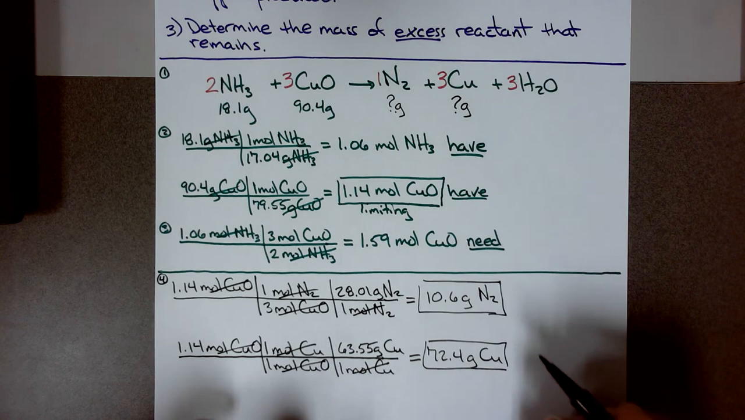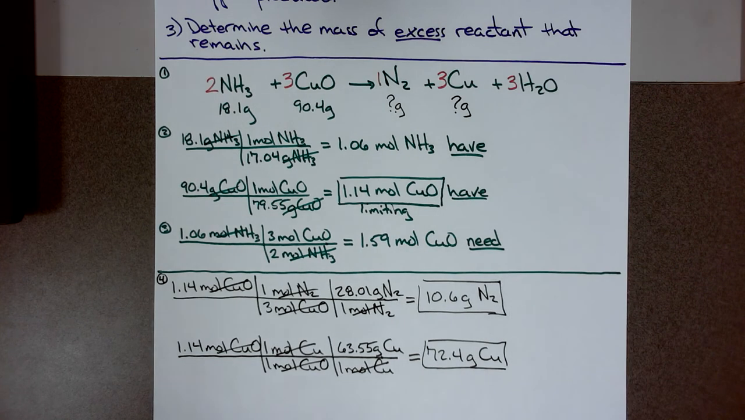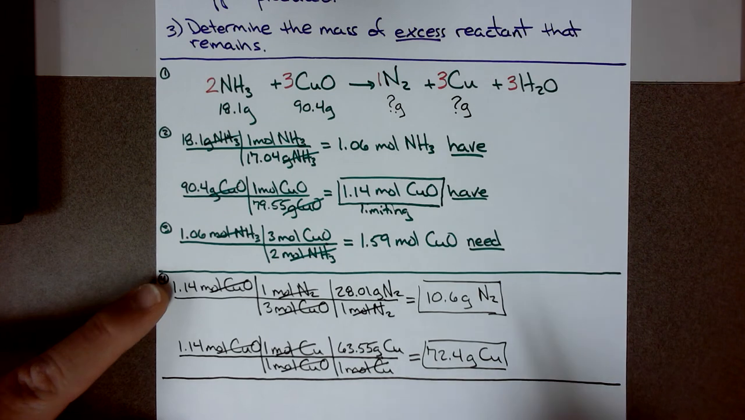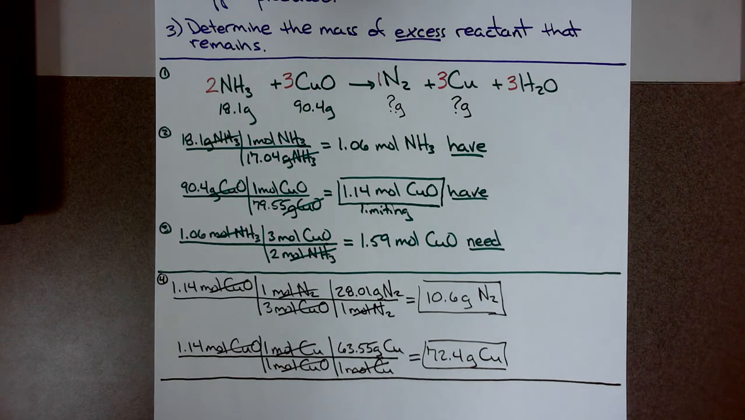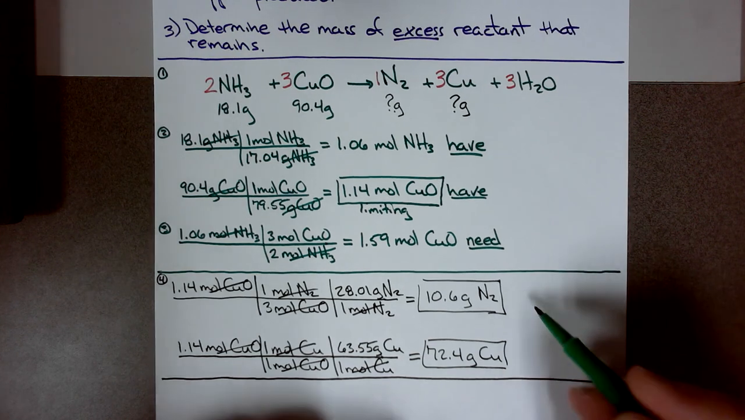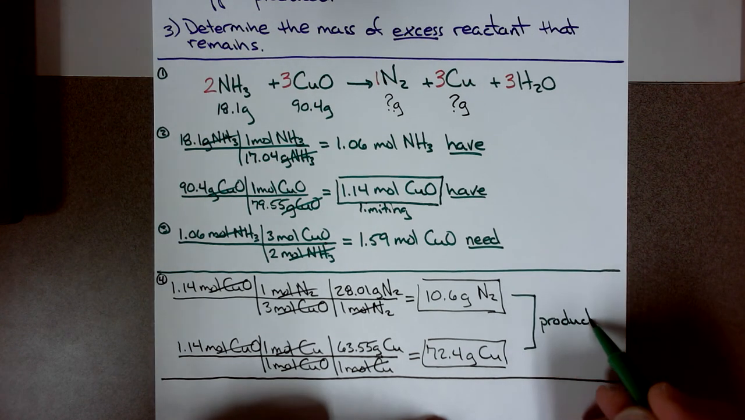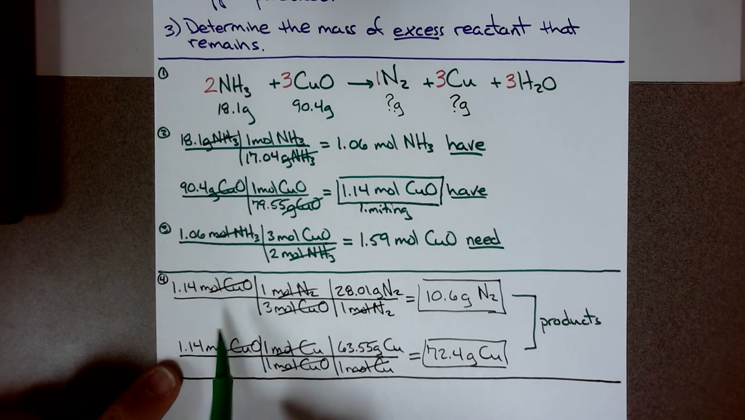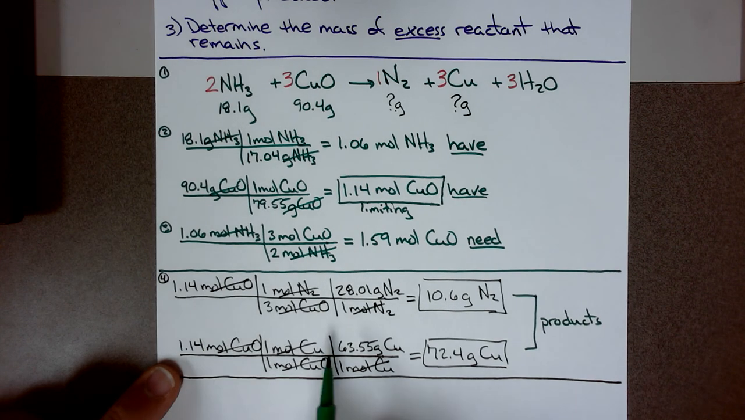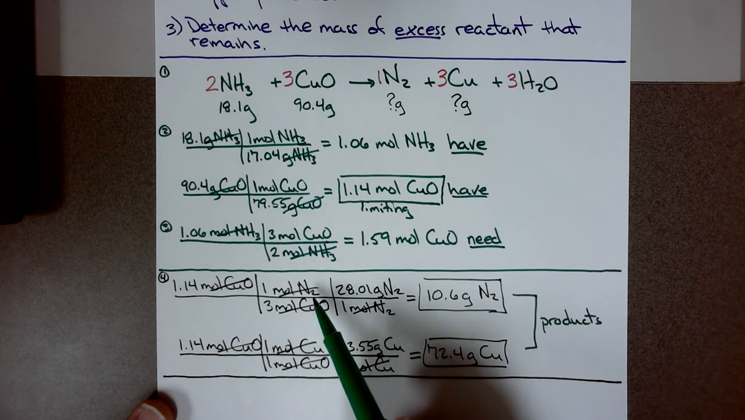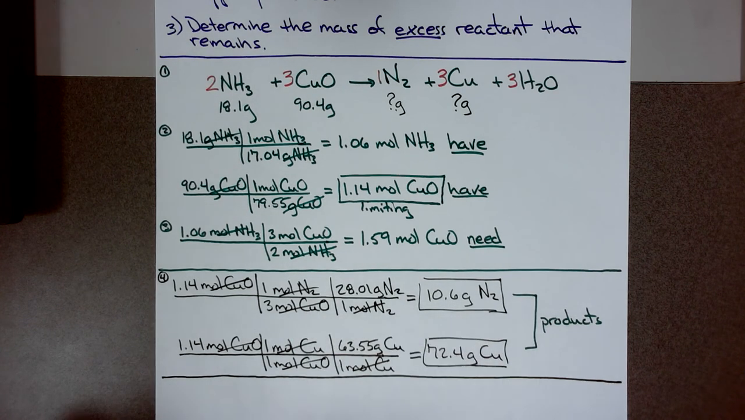So if you look in this part, what I've done is I have determined the amount of each of those products. So these are the products. So I'm taking my limiting reactant, and determining how much of each of the products I get to make using my stoichiometry, which is this mole to mole ratio between substances.